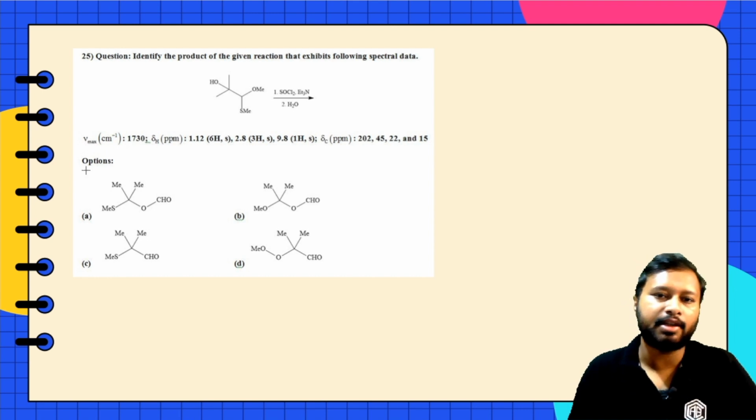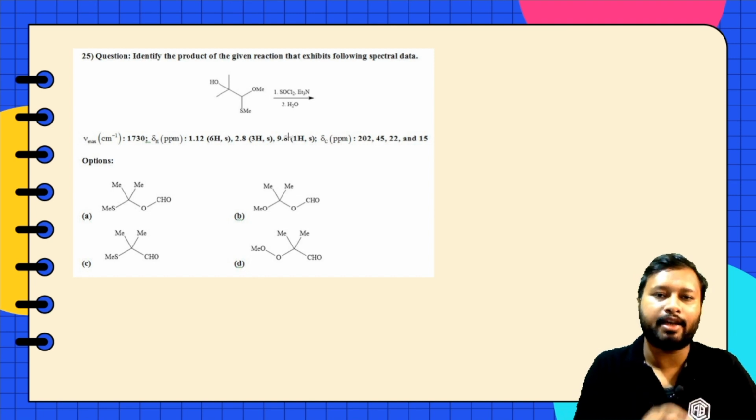nu max at 1730, then you have the proton NMR at 1.12, 6 hydrogen singlet, then 2.8, 3 hydrogen singlet, 9.8, 1 hydrogen singlet, and for your carbon you have signals at 202, 45, 22 and 15. That means 4 carbon signals, and there are only 3 hydrogen signals, and one carbonyl peak you are getting. So that's what they have given you, and they are asking you to find out what is going to be the correct answer.